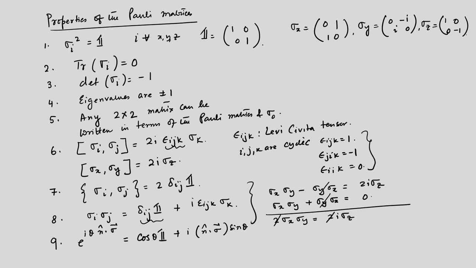So if you take n cap to be along the z direction, then n dot sigma becomes equal to sigma z. So we will have to expand exponential i theta sigma z, which will become cos theta times the identity matrix plus i, and n dot sigma will simply be sigma z. So it's i sigma z sine theta.